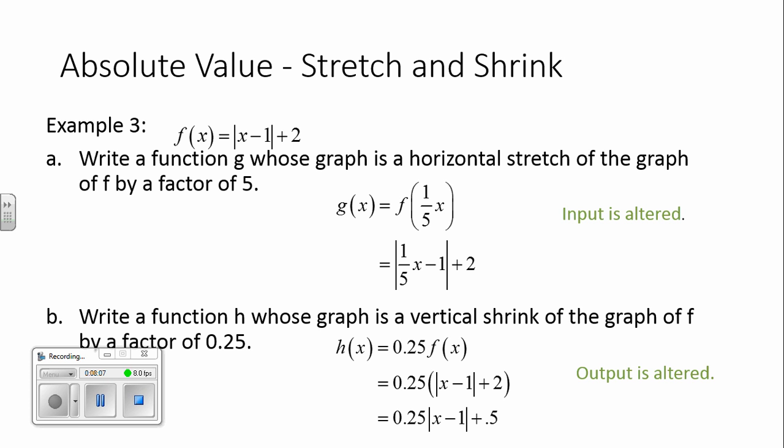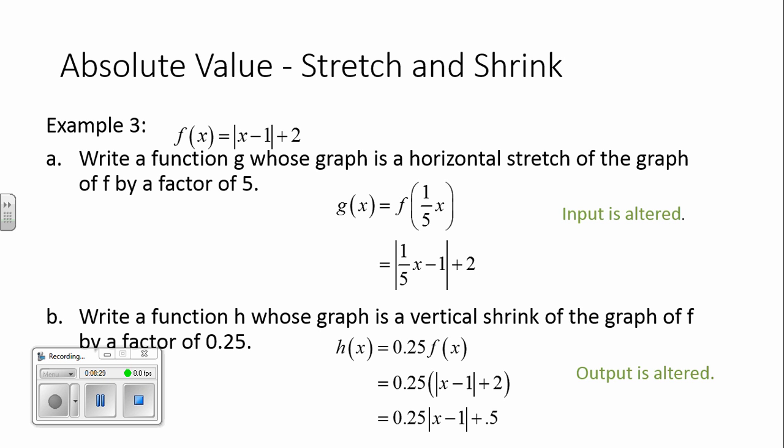Part B, write a function h whose graph is a vertical shrink of the graph of f by a factor of 0.25. Now again, the vertical is not backwards from what you think. Anything that affects it vertically is just the way you would clearly understand it to be, at least for most of us. So if I'm trying to shrink it, I need to multiply by a number smaller than 1. So here we're shrinking it by a factor of 1/4, or 0.25.